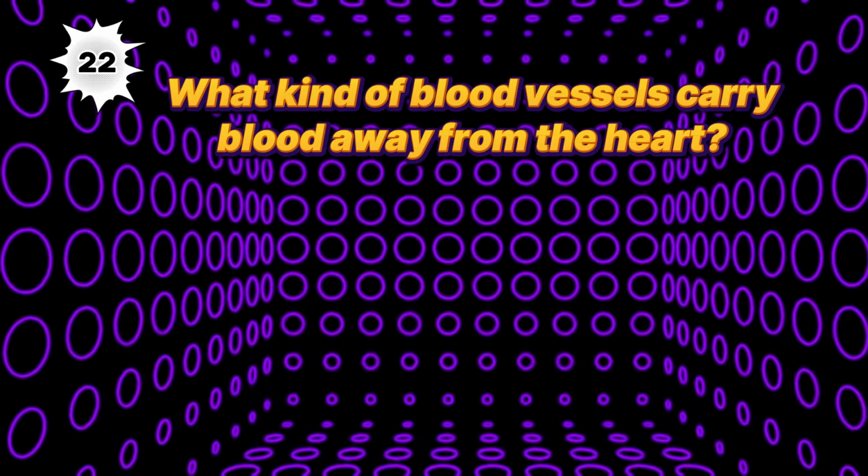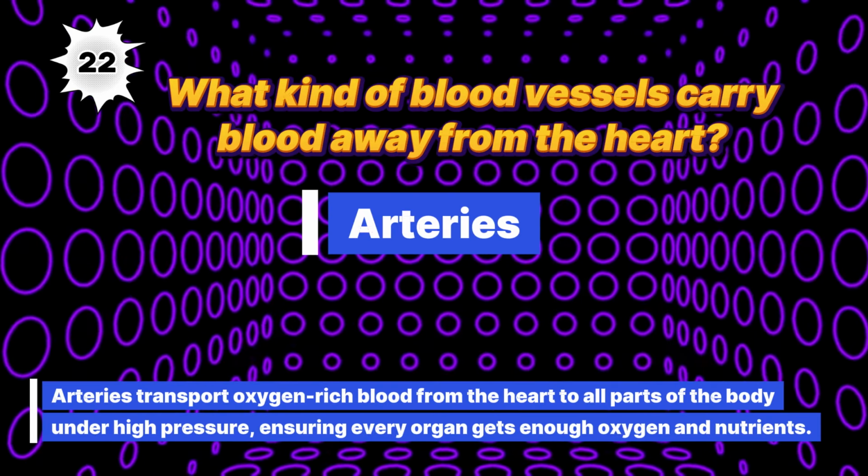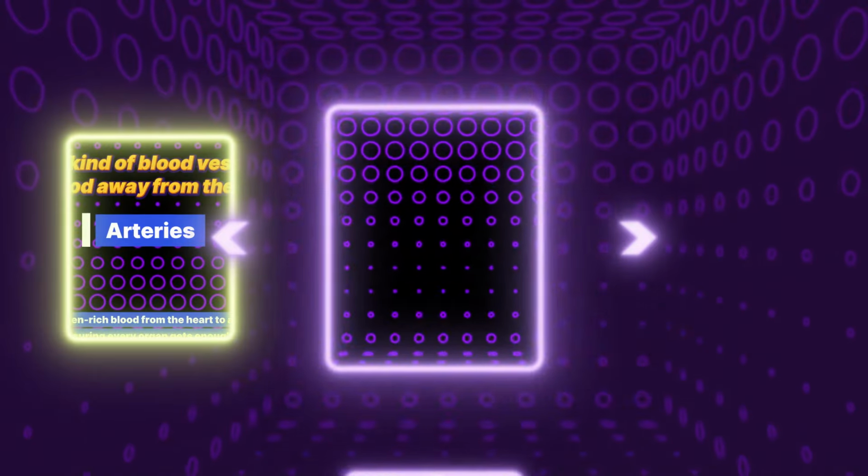And the right answer is arteries. Arteries transport oxygen-rich blood from the heart to all parts of the body under high pressure, ensuring every organ gets enough oxygen and nutrients.